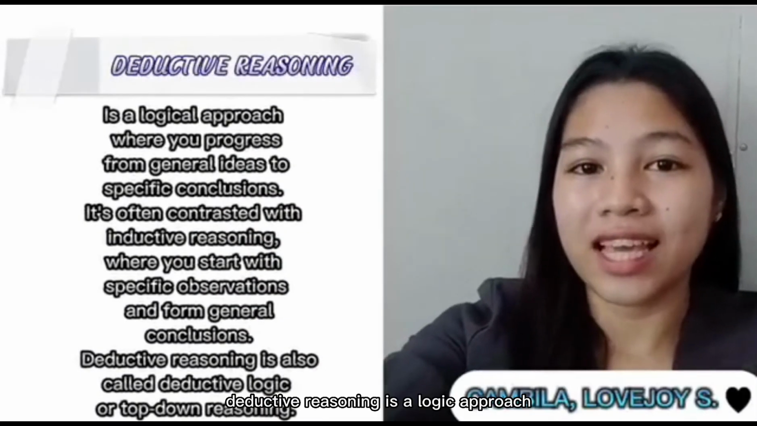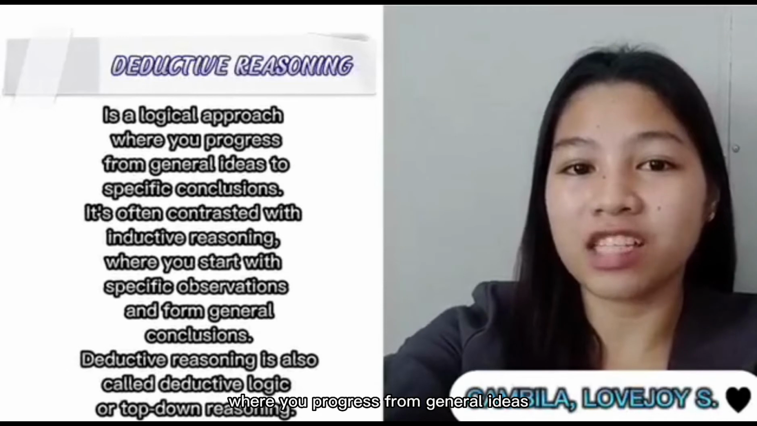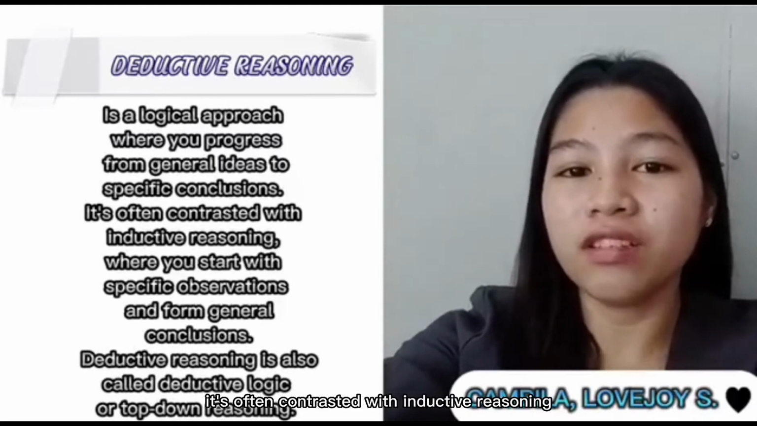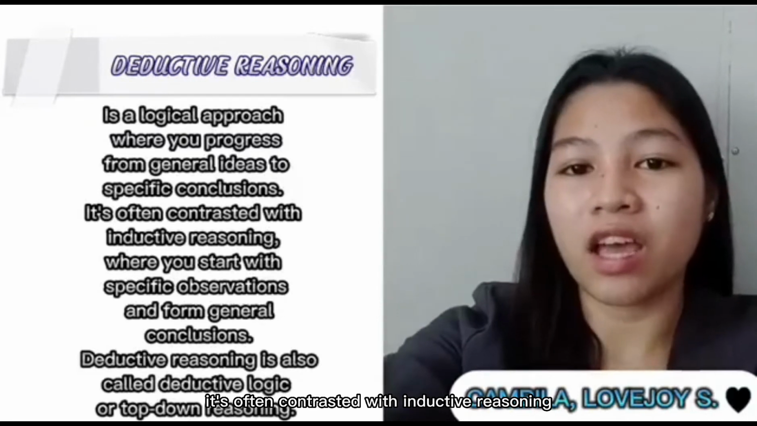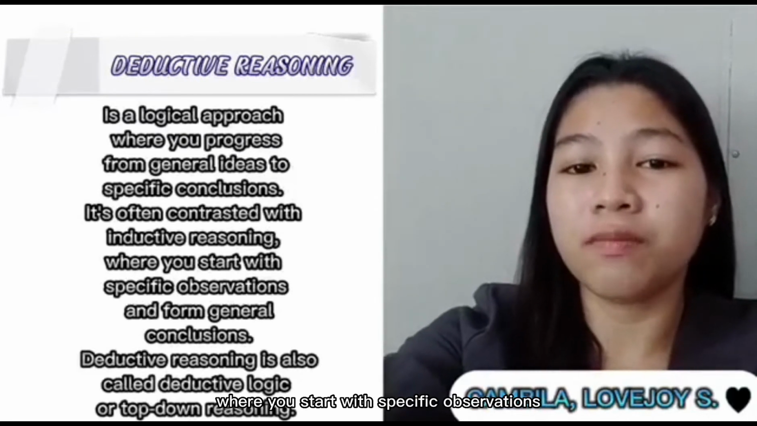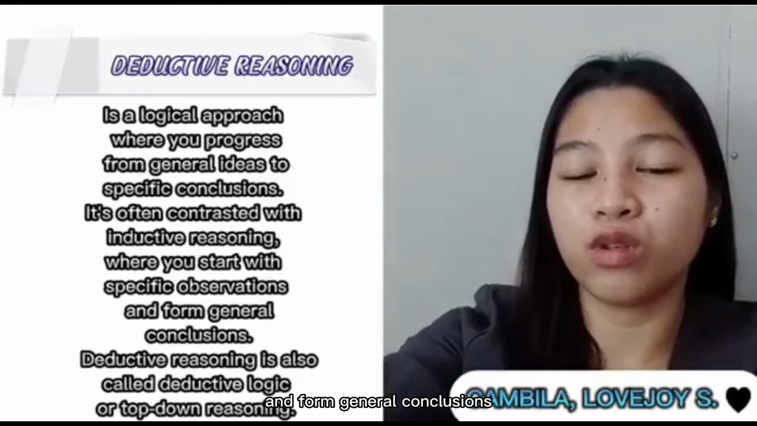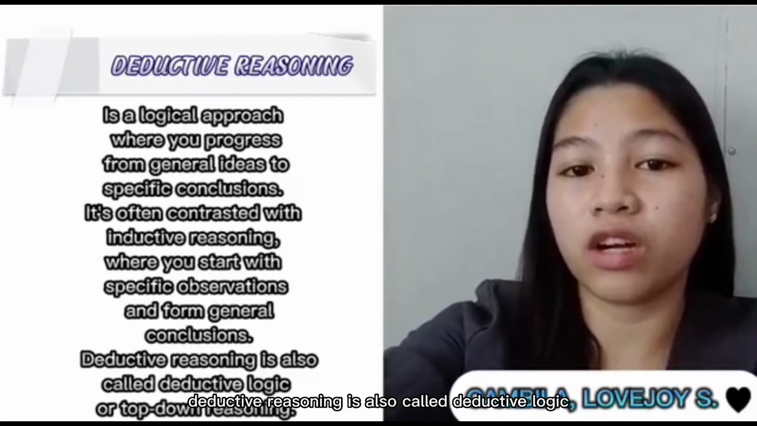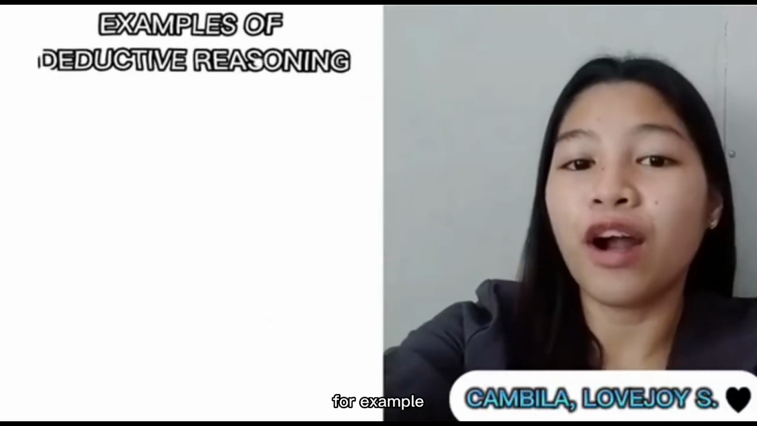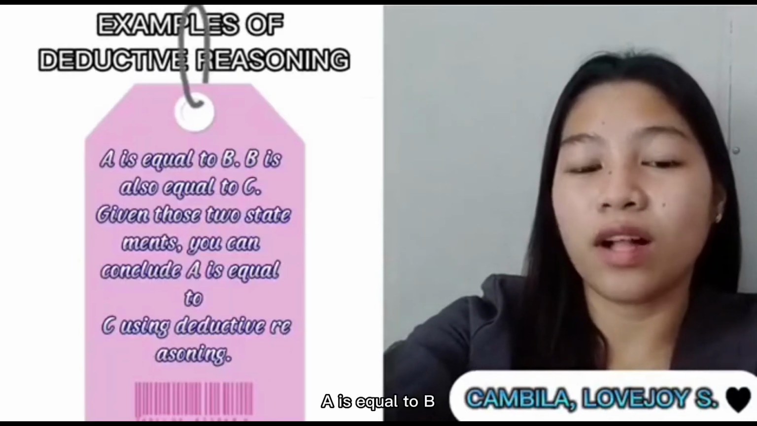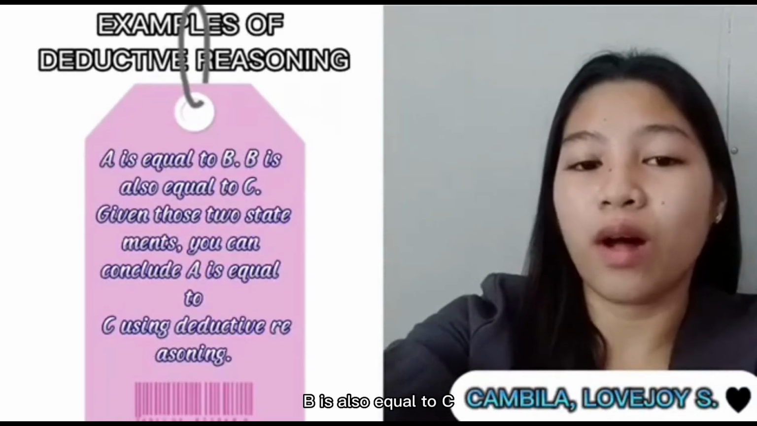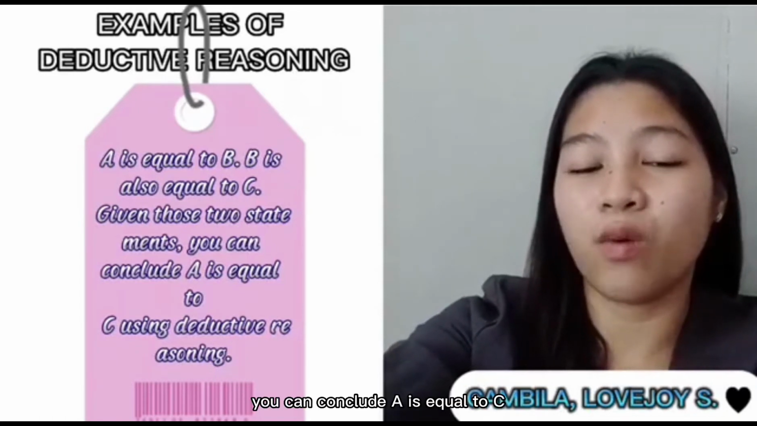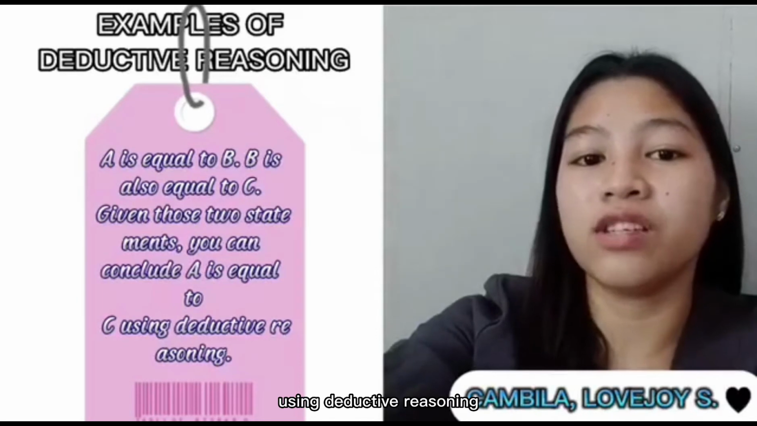Deductive reasoning is a logic approach where you progress from general ideas to specific conclusions. It's often contrasted with inductive reasoning, where you start with specific observations and form general conclusions. Deductive reasoning is also called deductive logic or top-down reasoning. For example, A is equal to B. B is also equal to C. Given those two statements, you can conclude A is equal to C using deductive reasoning.